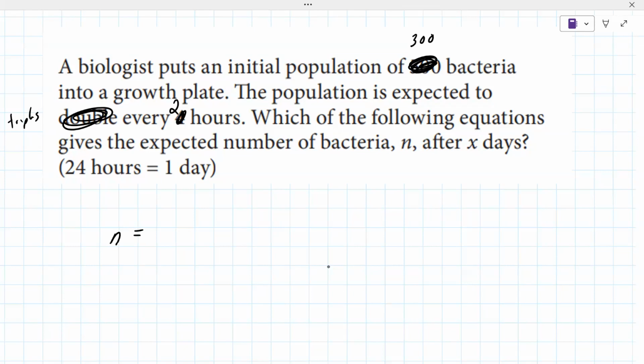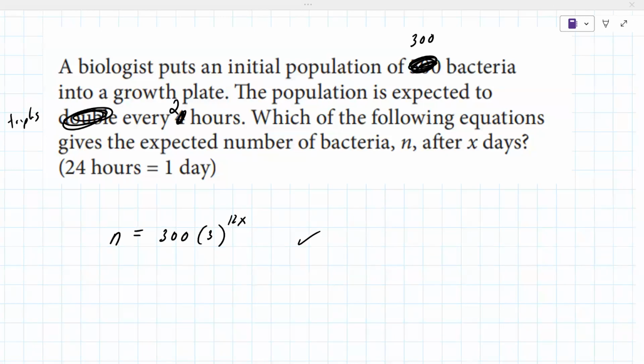N equals 300, and then in parentheses 3 to the power of 12x. Sorry, that is correct. What is the next problem that you want us to look at? 11. 11, all right.